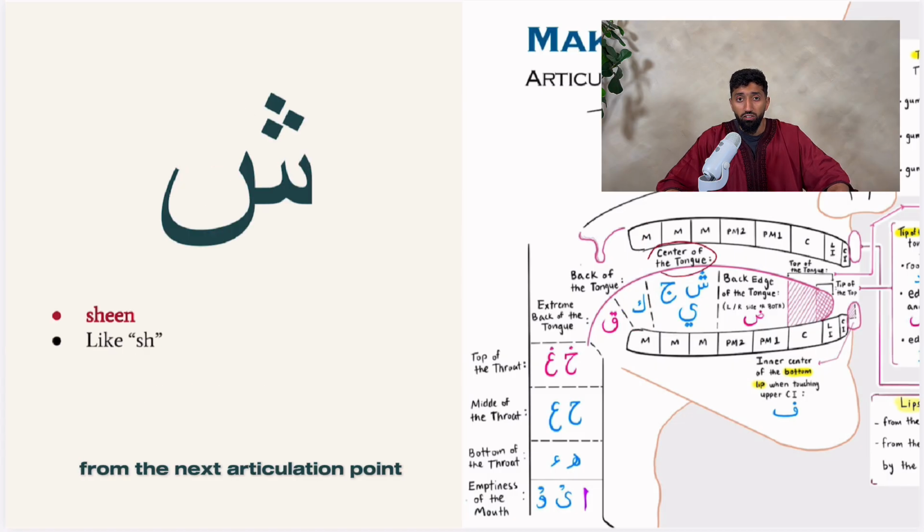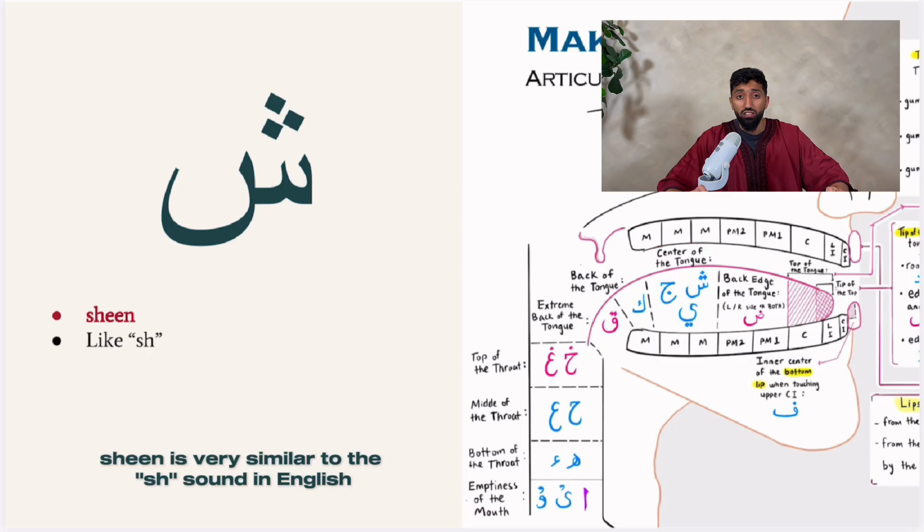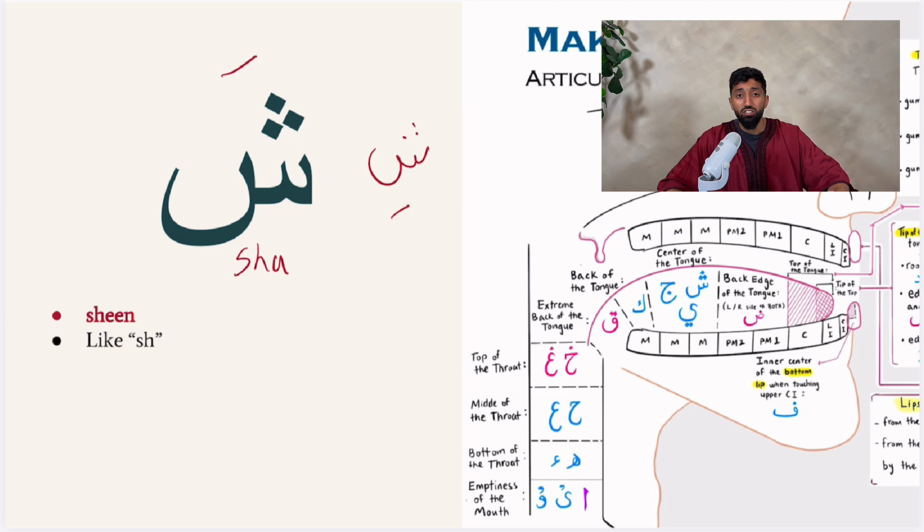From the next articulation point, which is the middle of the tongue, we have the letters sheen, jim, and ya. Starting with sheen. Sheen is very similar to the sh sound in English. People don't usually struggle with this. Sheen, fatha, sha, sheen, kasra, shi, sheen, dhamma, shu.